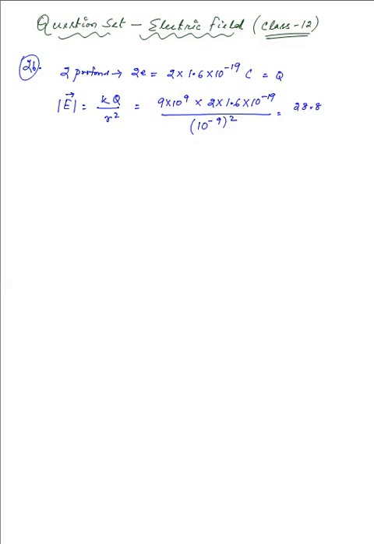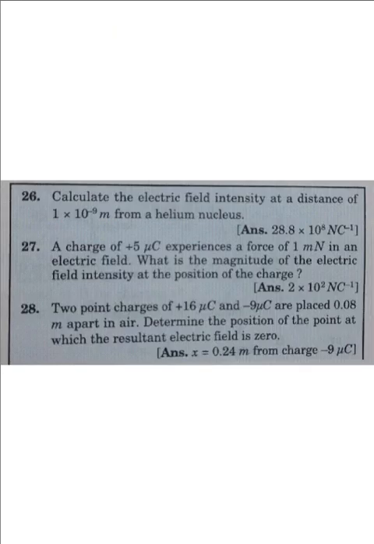28.8. And as far as the power of 10 is concerned, we have 10 raised to the power minus 10 in the numerator and 10 raised to the power minus 19, which is minus 18, which goes up and becomes positive. So we have 10 raised to the power plus 8 at the end. We can keep it as 2.88 times 10 raised to the power 9, and the unit being Newton per coulomb. So that's the answer for the first question that we have, which is exactly the same as what we have obtained.